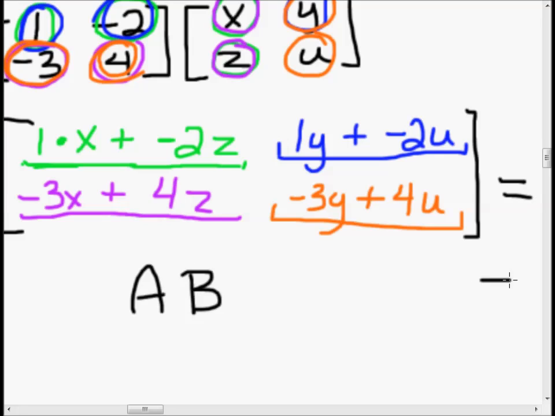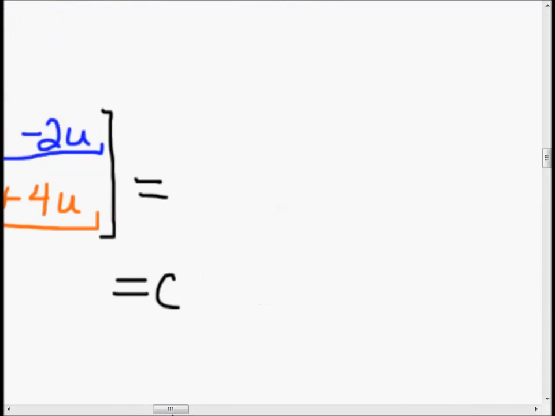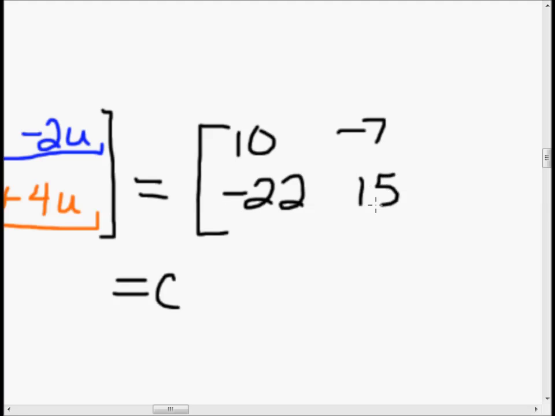Well, that equals C. So we're going to go ahead and plug in the matrix, and I've got to move over. It's kind of hard to see everything, so at the very end we'll zoom out and look at it overall. So this is 10, -7, -22, and 15.